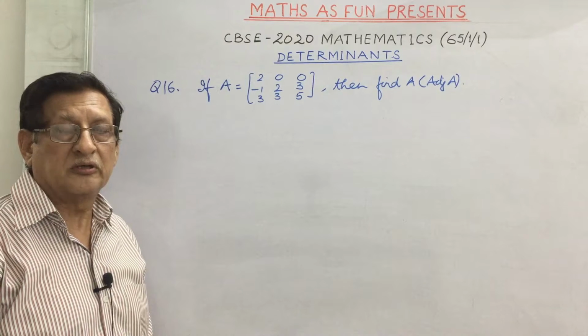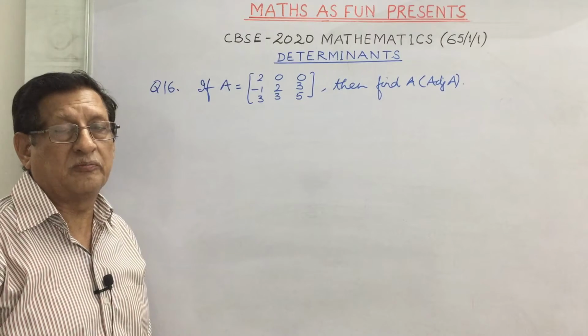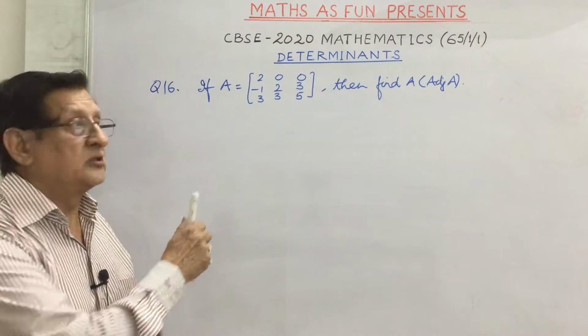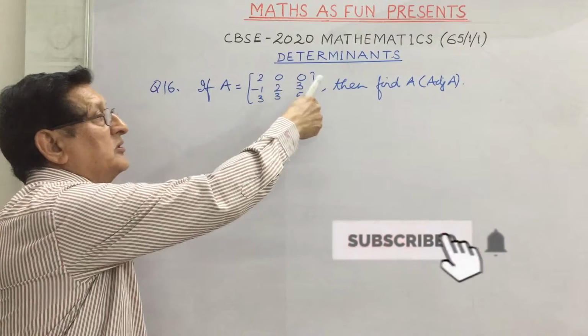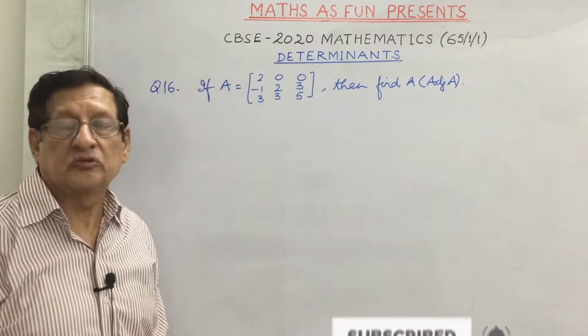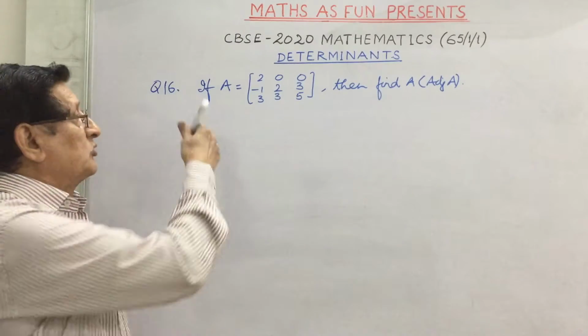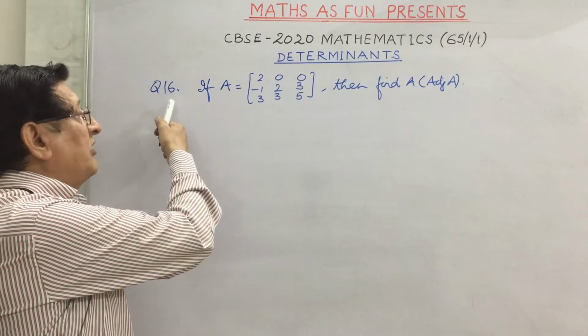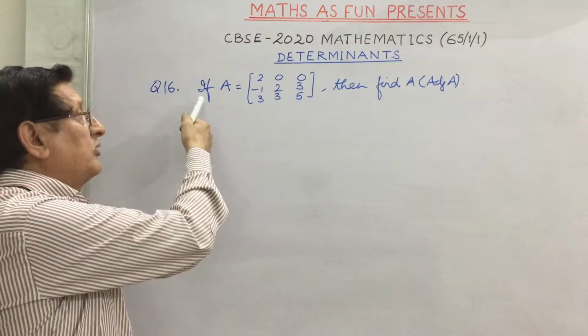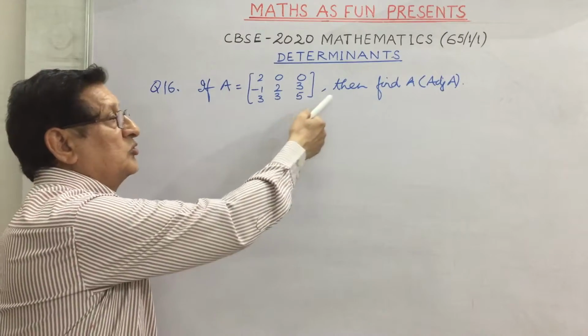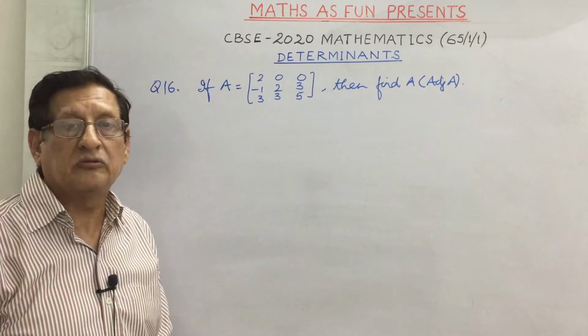Hello everyone. In this video, we will discuss the problems from the chapter 4 determinants which were asked in the question paper of 2020. The question from section A was question number 16, that was if A is a matrix given to you, then find the value of A into adjoint A.